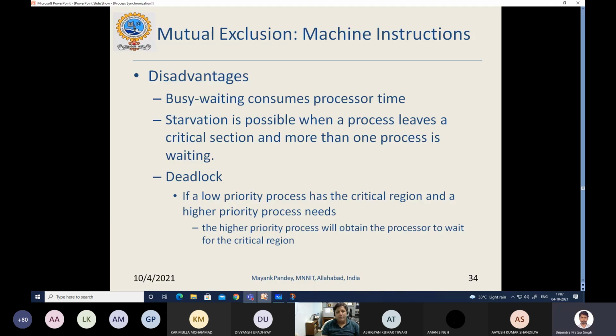Yes, sir. If a low priority process has the critical region and a higher priority process needs it, the higher priority process will obtain the processor to wait for the critical region. It is ready, it will take the processor, but it will not be able to move ahead. It can only move ahead when P0 is scheduled and completes its critical section. P0 will not be scheduled because it has lower priority, and then this is a deadlock. Yes or no? Yes, sir. Okay.